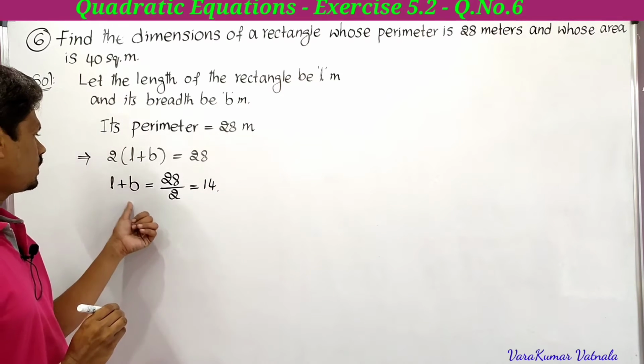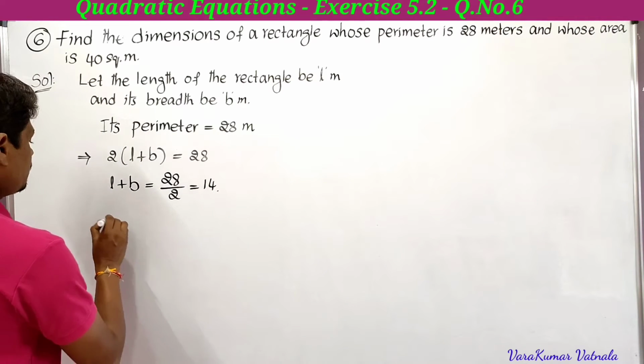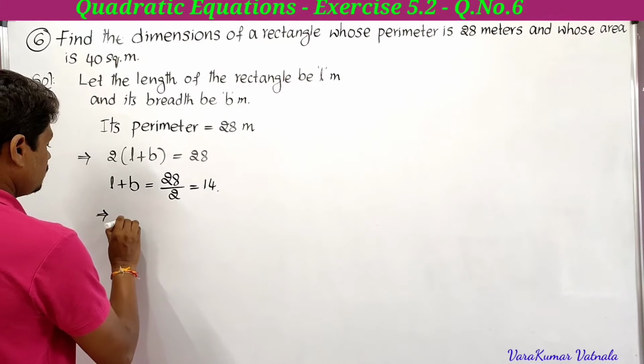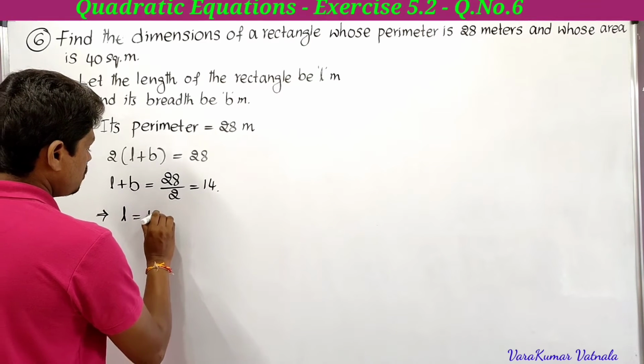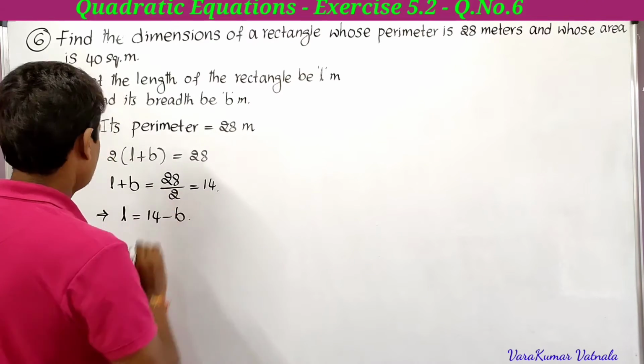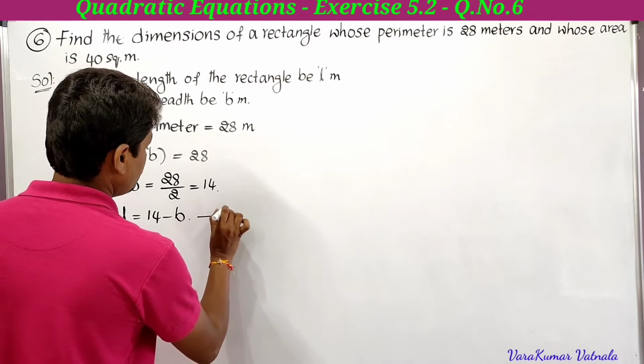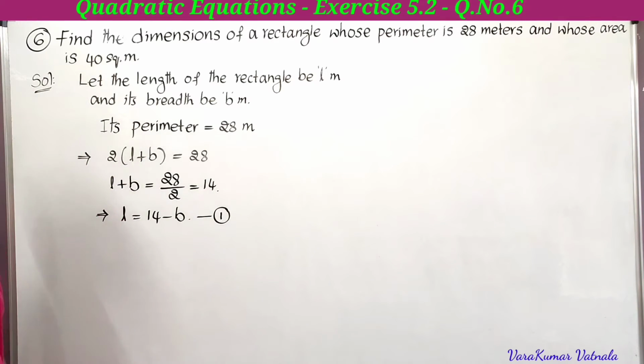So now take B to the right side. We get L is equal to 14 minus B. So let it be equation number 1.